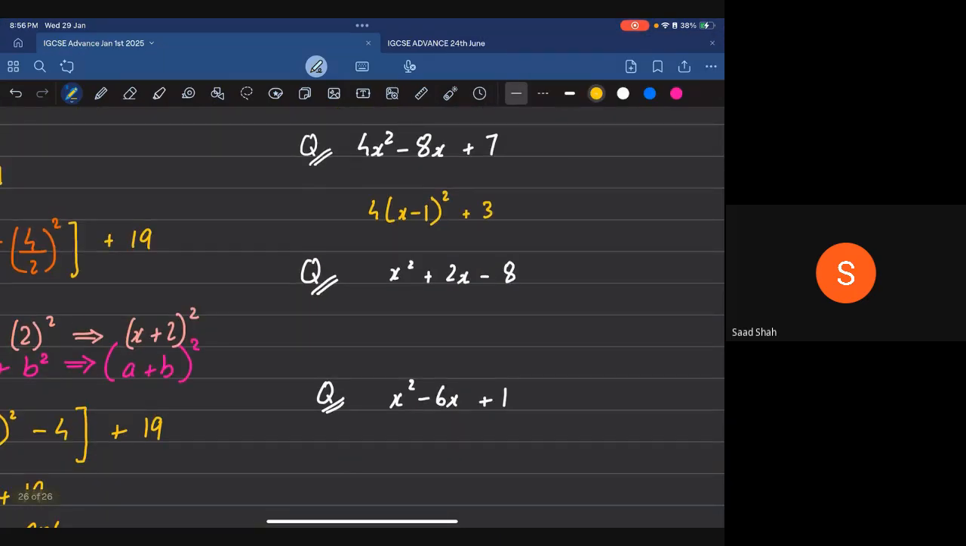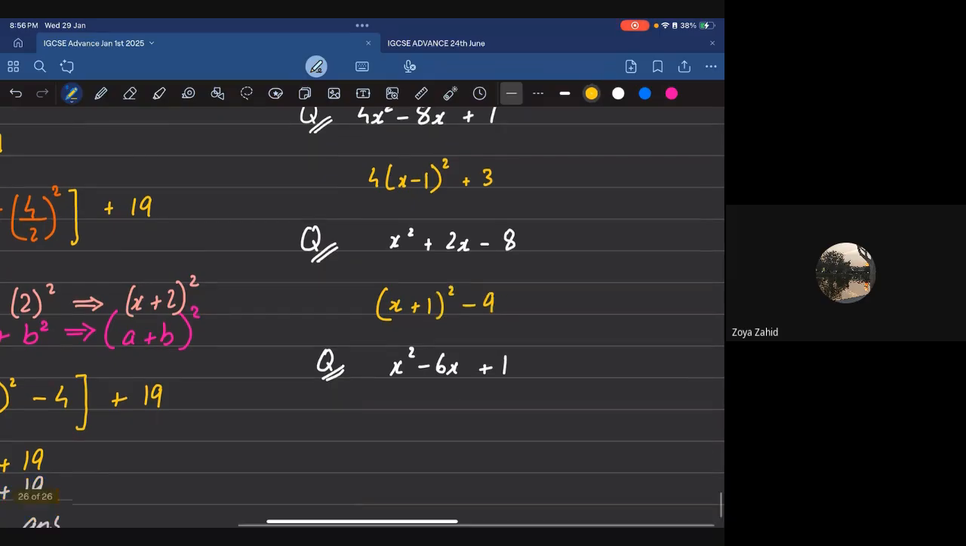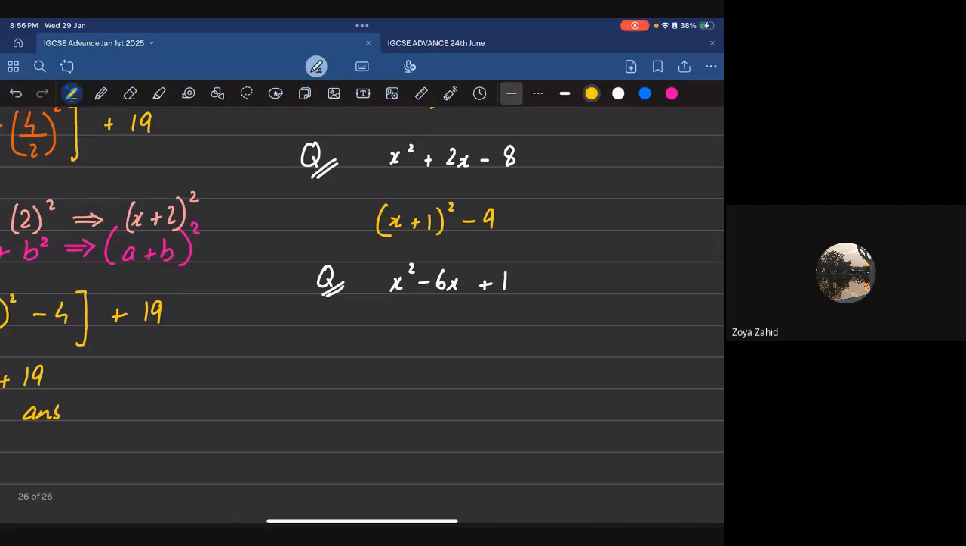Yes, Zoya? (x plus 1) whole squared minus 9. Well done, Zoya. Hopefully everyone agrees with her.